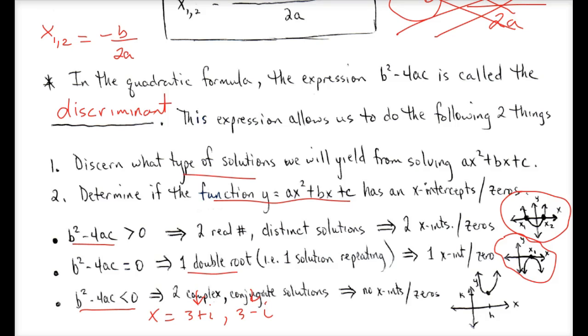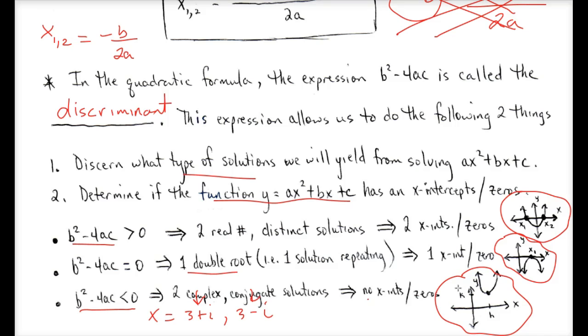Now, for those of you that are not studying complex numbers in your course, you probably won't see these types of examples, but I at least want you to know that if you ever see a negative discriminant, then you have complex conjugate solutions, and that means the graph of your quadratic function has no x-intercepts or zeros. So you see how for this one, it doesn't touch or cross the x-axis at any time, okay?